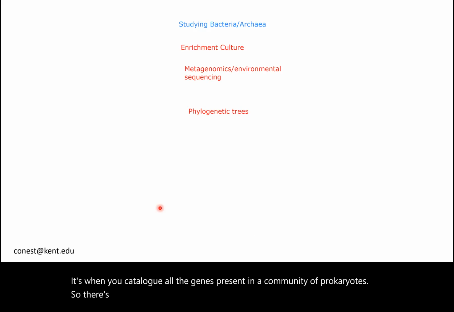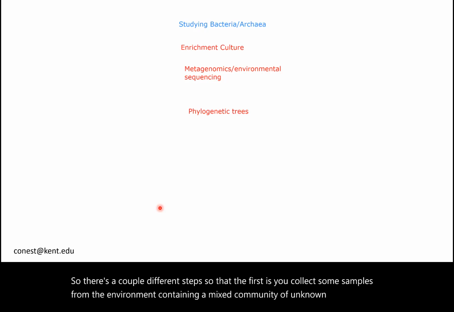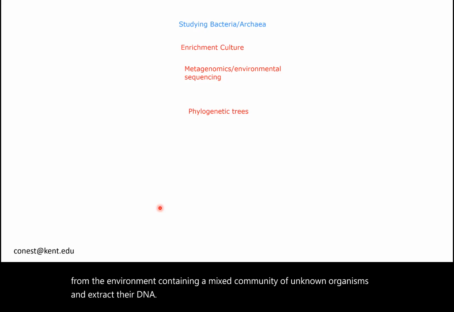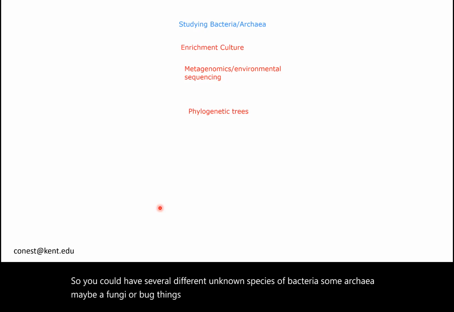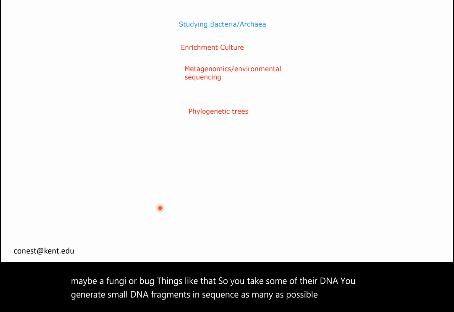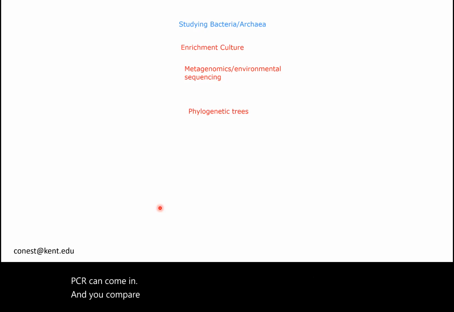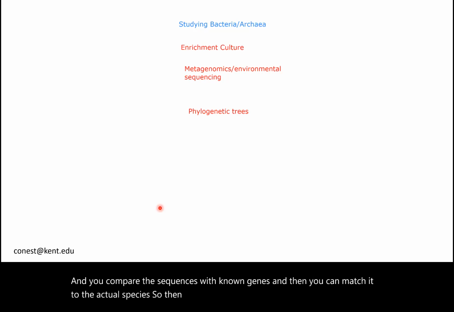So there's a couple different steps to that. The first is you collect some samples from the environment containing a mixed community of unknown organisms and extract their DNA. So you could have several different unknown species of bacteria, some archaea, maybe a fungi or bugs, things like that. So you take some of their DNA, you generate small DNA fragments and sequence as many as possible. This is where PCR can come in. You compare the sequences with known genes, and then you can match it to the actual species. So then you can understand what species are present in that sample and at that location.